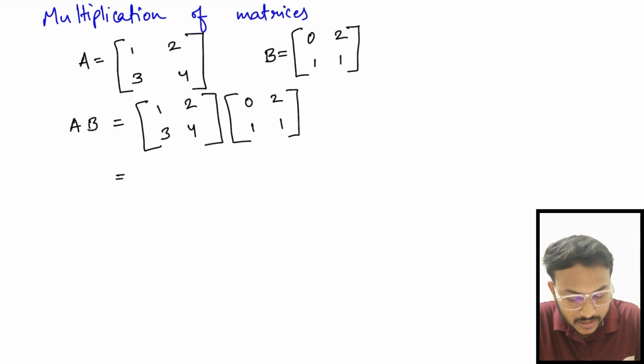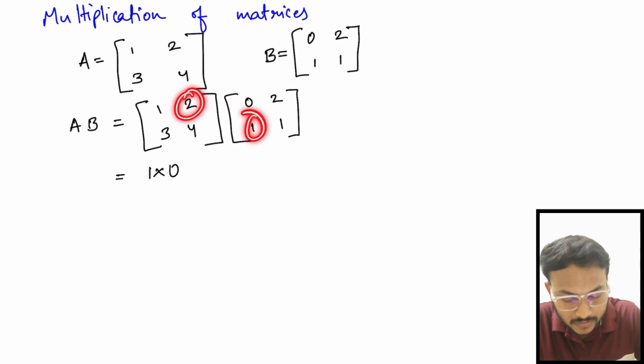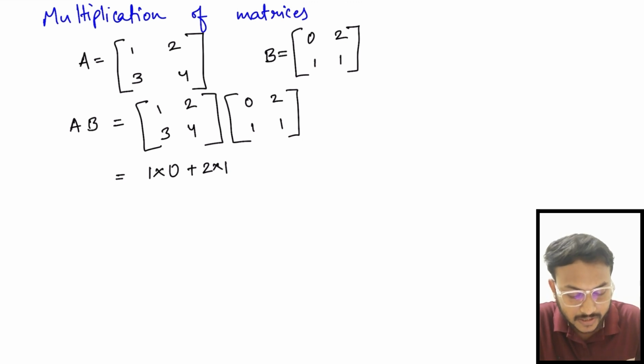The procedure is we have to multiply corresponding elements of the first row of the first matrix and the first column of the second matrix. After multiplying we have to add the numbers. So we have to multiply 1 into 0, then we have to multiply 2 and 1. In between it will be plus.